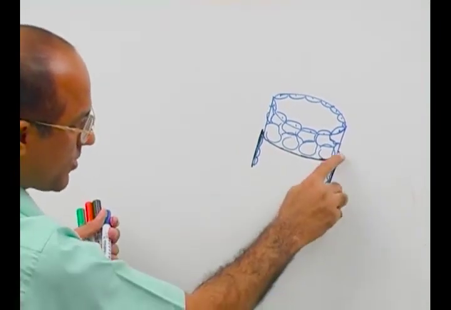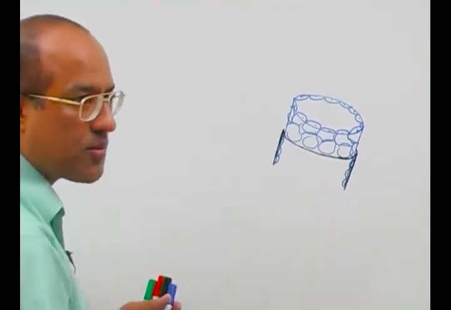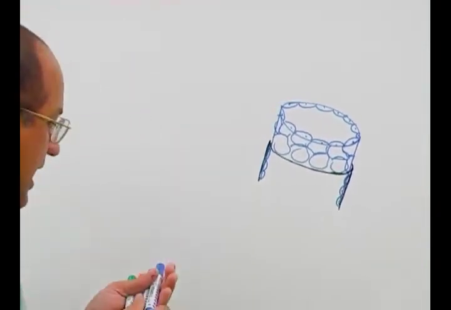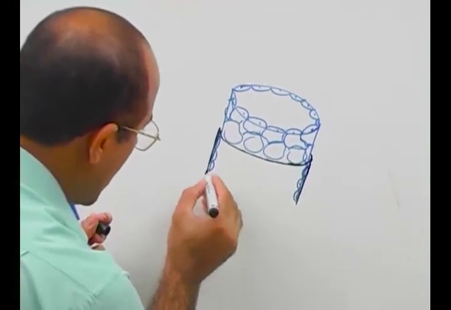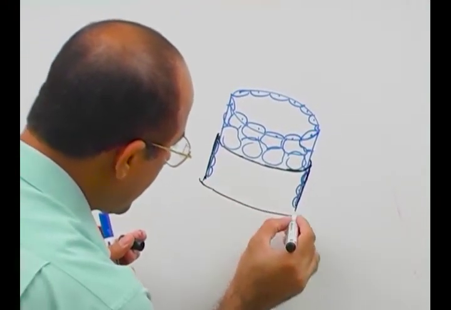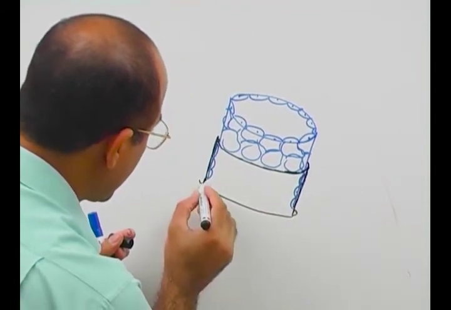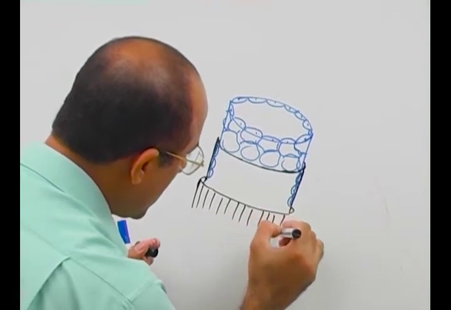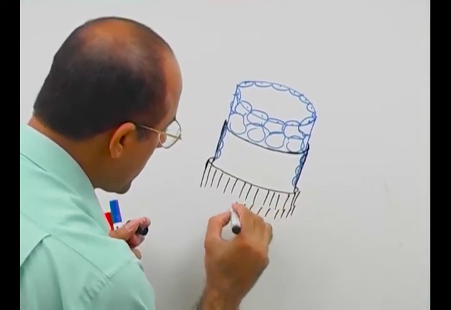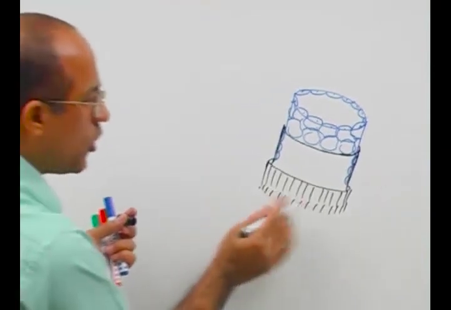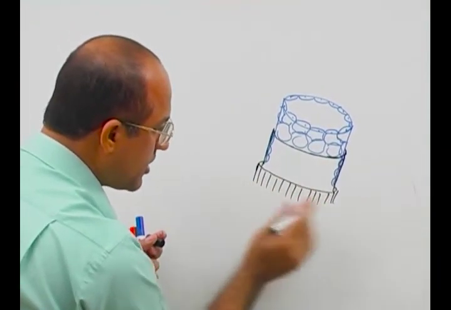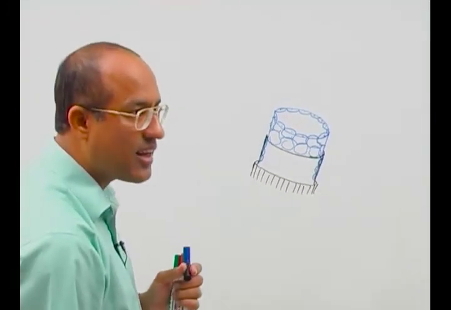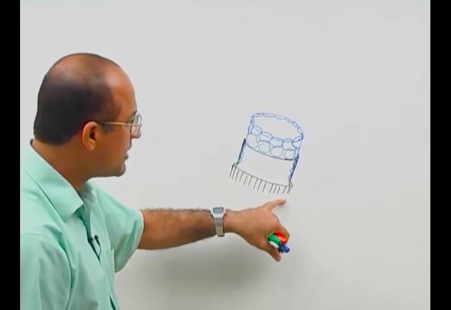What is this called? This is basement membrane or basal lamina. And then outside this basal lamina, there is another layer of loose connective tissue. And this layer is called subendothelial connective tissue.